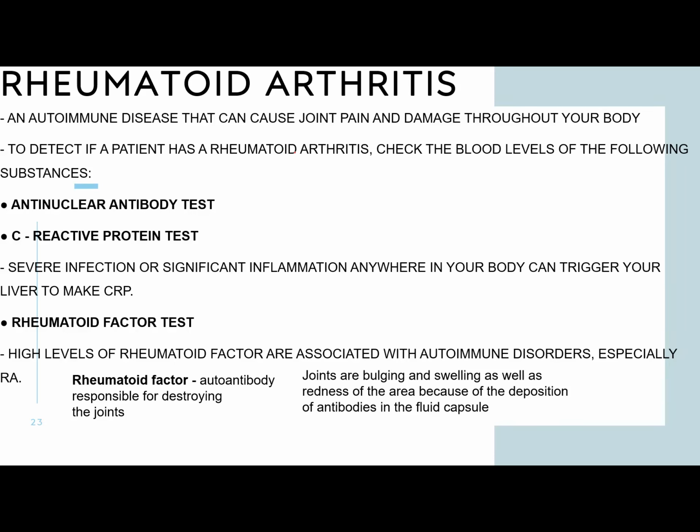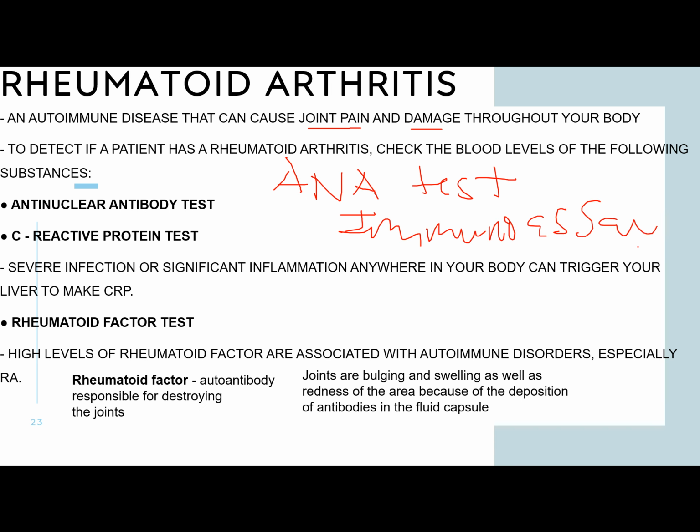Now let's talk about the different diseases. Let's start with your RA or your rheumatoid arthritis. So this is an autoimmune disease that causes joint pain and damage throughout your body. You need to check the following, class. If a patient has RA, you need to check what we call your ANA test. ANA test is an immunoassay, class. So you would be detecting different antibodies.